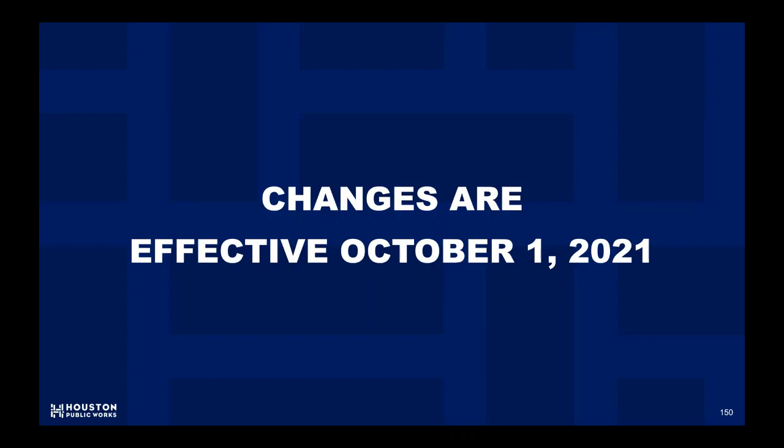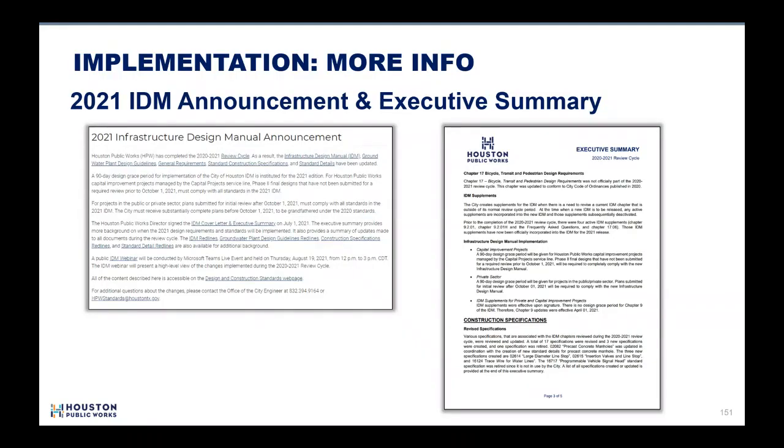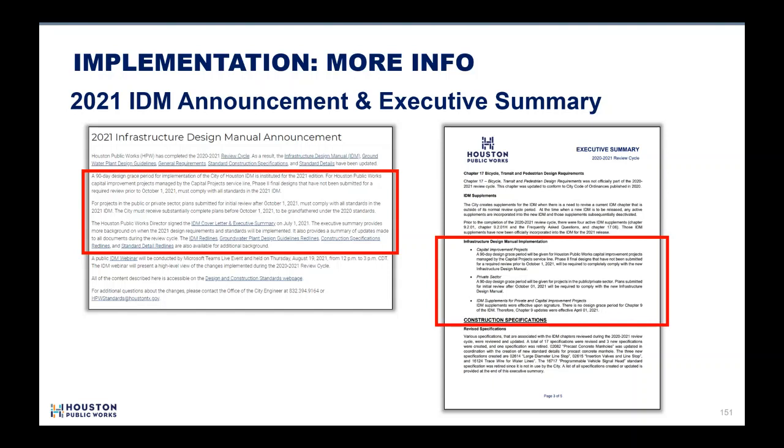For the public and private sector, a 90-day design grace period will also be given. Plans submitted for initial review after October 1st, 2021 will be required to comply with the new Infrastructure Design Manual. As stated a few seconds earlier, you must submit your plans substantially complete, and they have to be submitted before October 1st to be grandfathered in to the 2020 IDM requirements. For additional background and more information, refer to the 2021 IDM announcement and IDM executive summary. The IDM summary is provided at the beginning of the IDM document and gives implementation information for standard specifications and standard details as well.